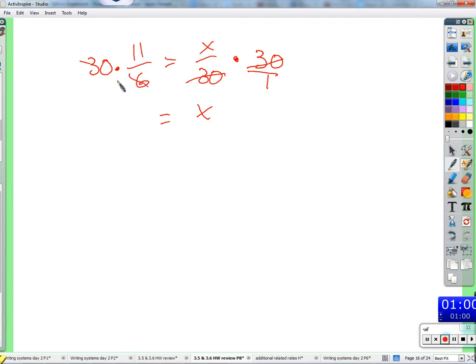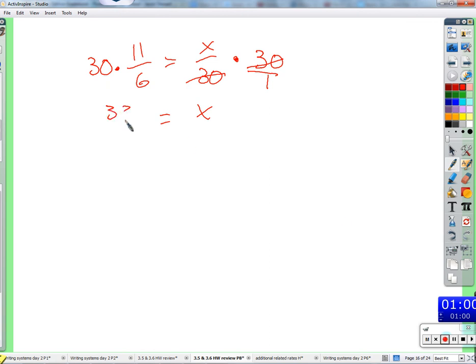And on this side, 6 and 30, right? 30 divided by 6. 30 is in the numerator, 6 is in the denominator. No, that's not what the book's showing. It's showing you just multiply it by 30. Multiply it by 11. 30 times 11. 330 over 6. All right, that's very important to us.